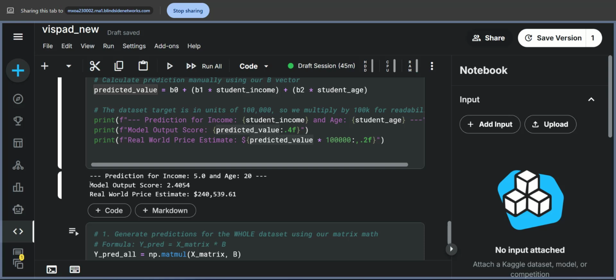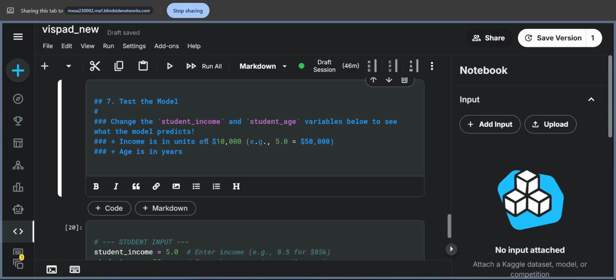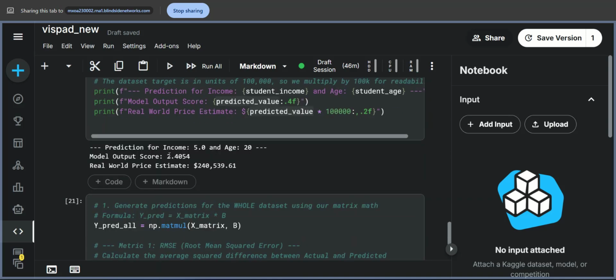And then the model score gives 2.4054. So you multiply it by the value, like the 10,000. So I think it's 100. No, it's 100,000 instead. I think it's 100,000. It's not 10,000. So then you are going to multiply the value, then you're going to get 240,000.